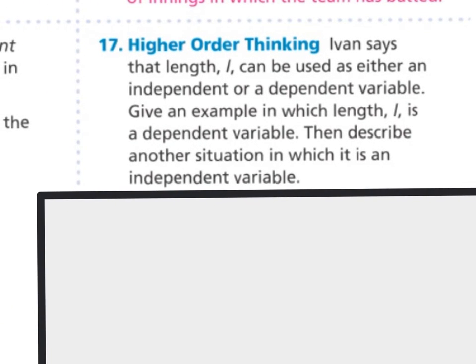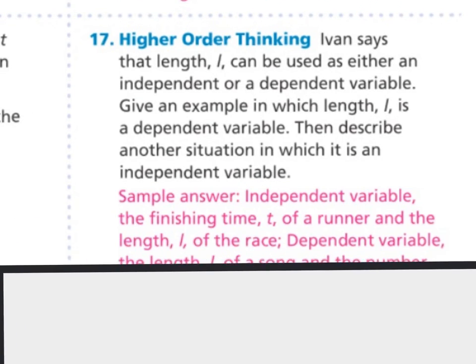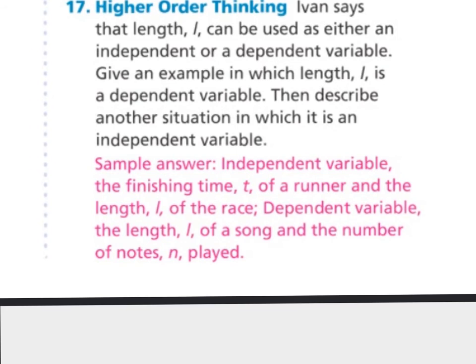17, Yvonne says the length L can be used either as an independent or dependent variable. Give an example in which length is a dependent variable, then describe another situation in which it's an independent variable. So again, lots of different options you could do here. They're saying if length was an independent variable, it could be the finishing time of a runner and the length of the race. So the finishing time depends on how long the race is.